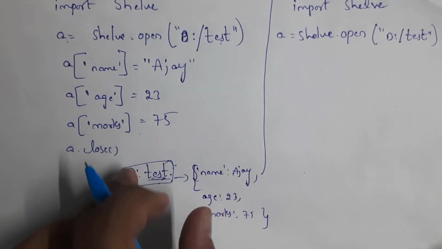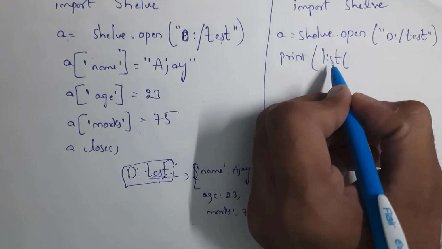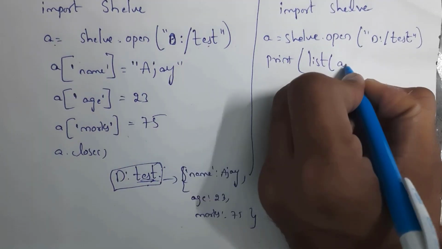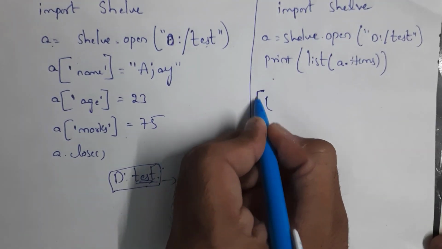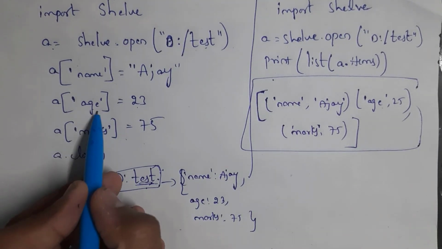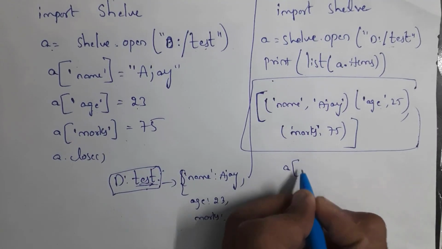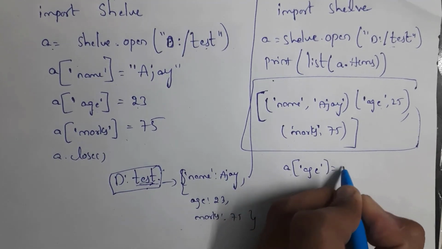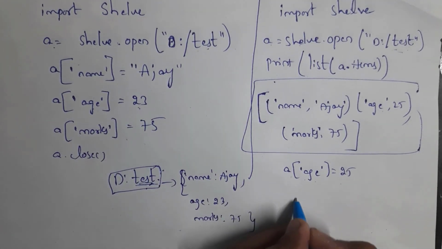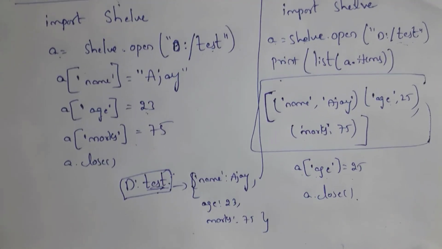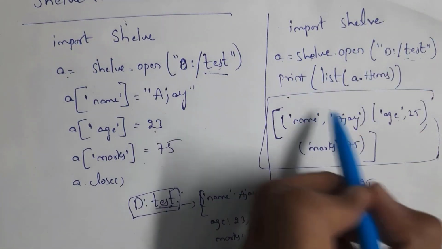I want to print this data which is present in database. So just write here print. Inside print write list. I want to print output in the form of list. So write here list of a.items. Whenever you run this line of code, you will get output. It will print output in the form of list. This is my output. Now I want to change age 23 to 25. After writing this line of code, just write here a of age equal to 25. Whenever you run this line of code, it will change age 23 to 25, and at last write a.close. This is program in order to create database, adding dictionaries inside database. Next, how to see data in my output screen.